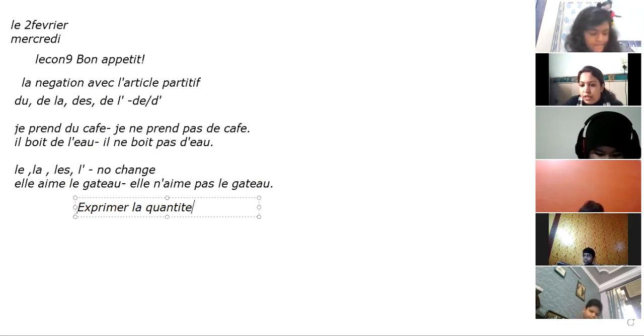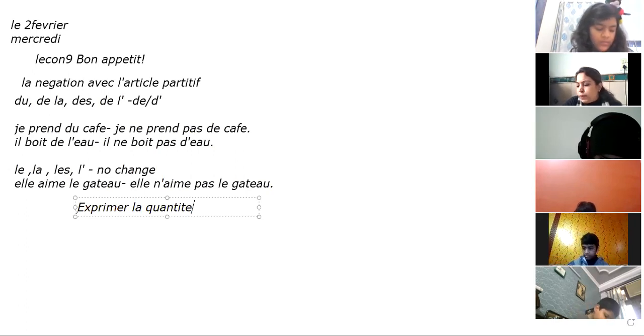Un paquet de chips, a packet of chips. Un litre d'huile, one liter of oil. And last is un kilo de pommes, that is a kg of apples.